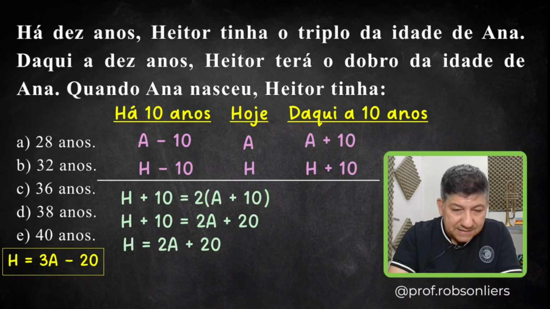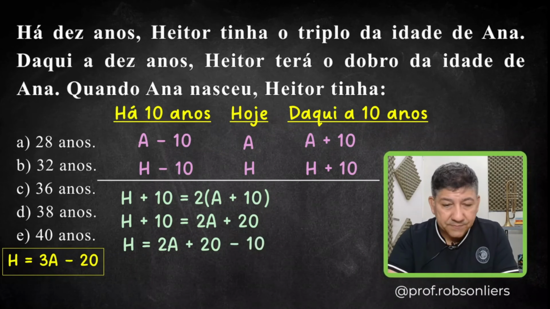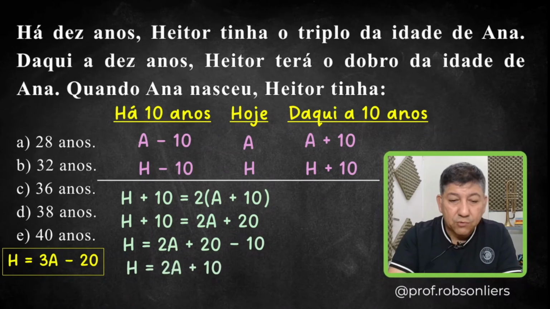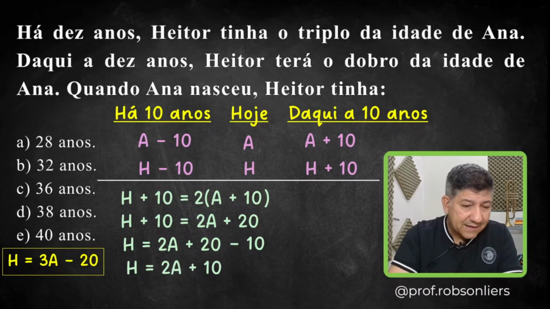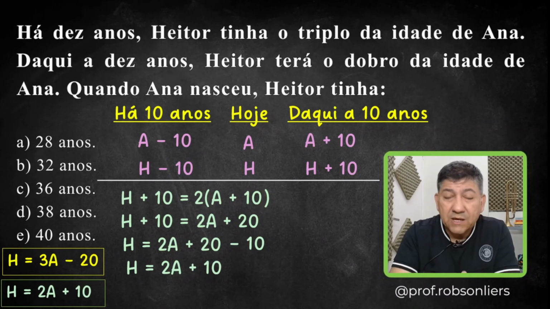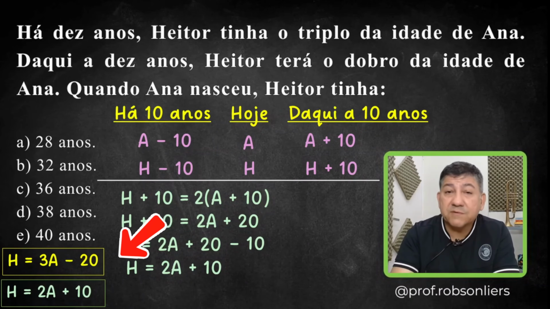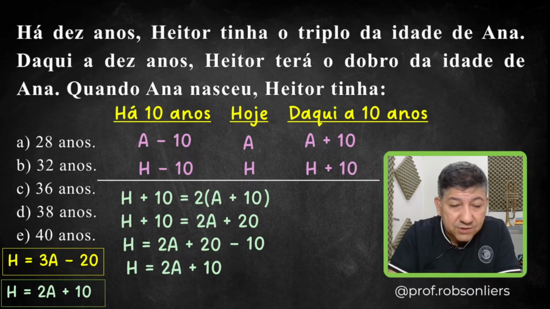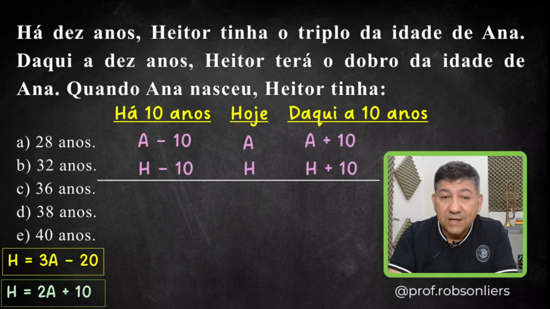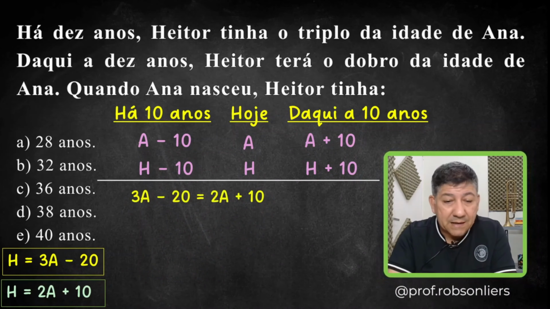Now, I'll take this plus 10 here and move it to the other side, subtracting, minus 10. 20 minus 10 is equal to 10, so H will be equal to 2A plus 10. I'll keep this other equation here. See that now we have 2 equations in terms of H: H is equal to 3A minus 20 and H is equal to 2A plus 10. That means these 2 expressions are equal. If they are equal, set them equal to each other. 3A minus 20 is equal to 2A plus 10.